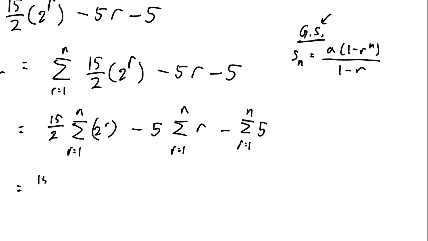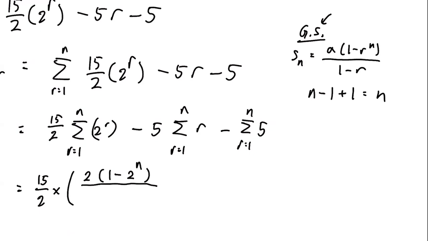So let's just do that. 15 over 2, you leave it alone. Take the summation, what do you get? You get a first term, sub in r equals 1, you get 2 power 1, which is 2, multiplied by 1 minus, sorry, the r is not r anymore, it should be a 2, to the power of the number of terms. When you take summation from 1 to n, how many terms are there? Upper limit minus lower limit plus 1 equals n. So power n, all divided by 1 minus the common ratio. What's the common ratio? It's 2. Close the bracket. Minus away 5 times summation of r.